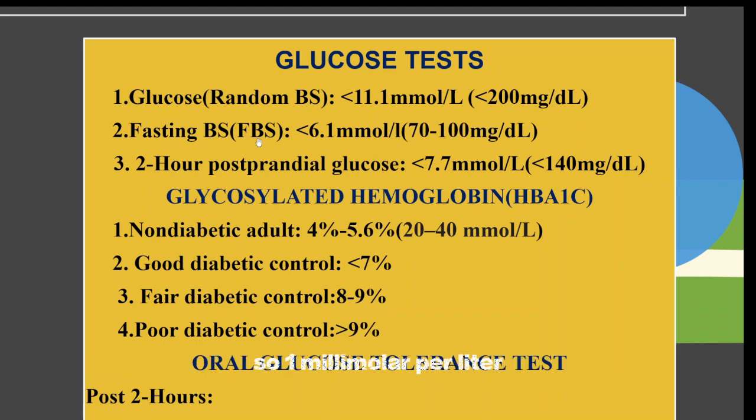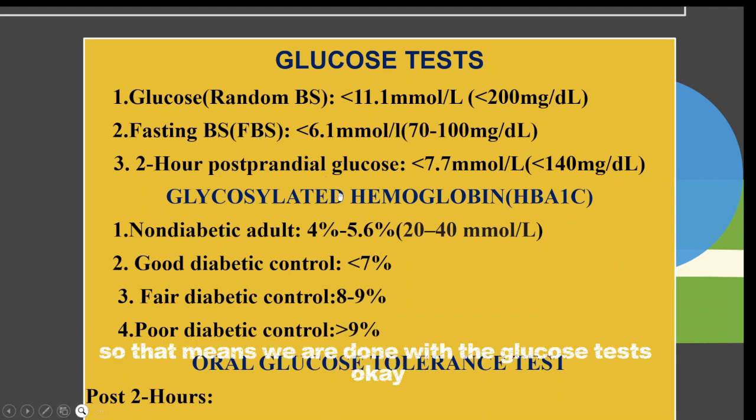So 1 millimole per liter is equal to 17 milligrams per deciliter. Others will say 1 millimole per liter is equal to 18 milligrams per deciliter. I would recommend you use 18 milligrams per deciliter. So 1 millimole per liter is equal to 18 milligrams per deciliter. If you want to convert from milligrams to millimoles, you just divide 200 by 18. If you want to convert from millimoles to milligrams, you multiply by 18. That is all. So that means we are done with the glucose tests.